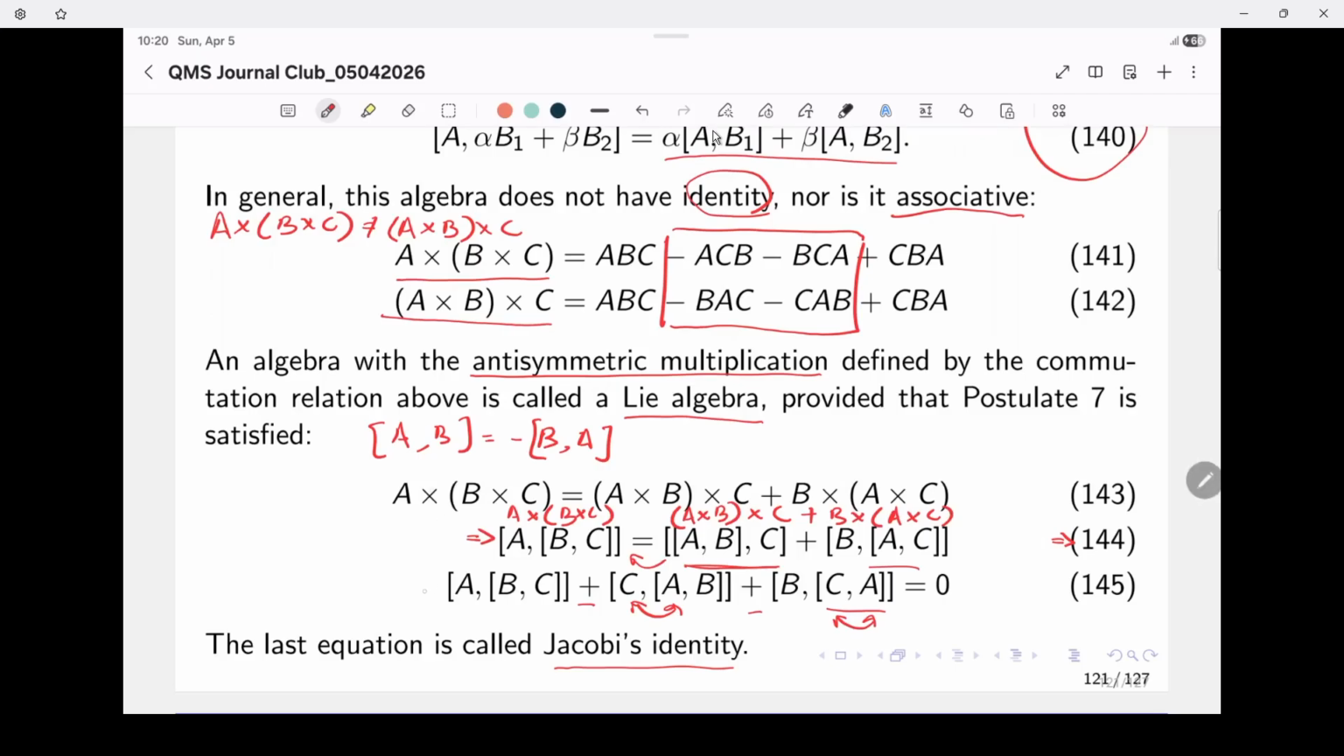And this is pretty easy to memorize as well. You just need to memorize the permutation of ABC. So you have ABC, and then you have BCA, CAB. That's why we usually use 145 as our Jacobi identity. And this is only for Lie algebra.